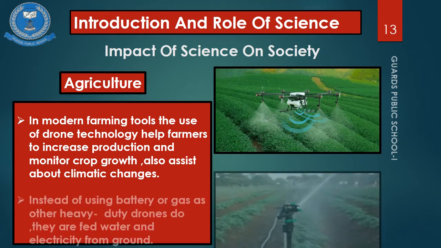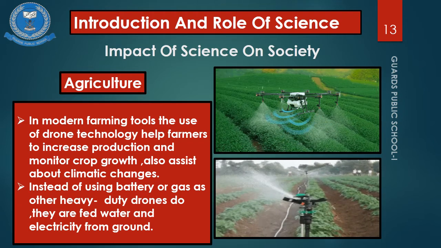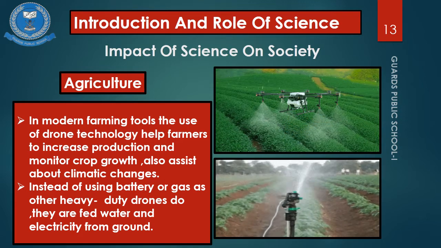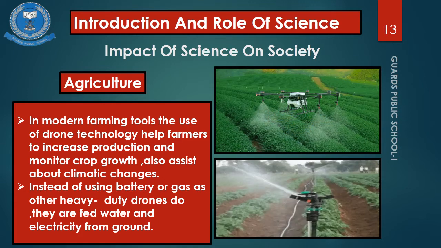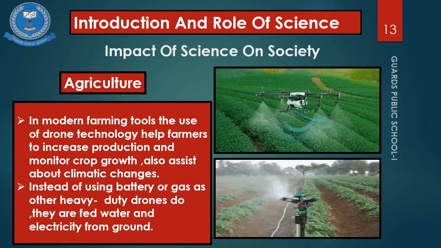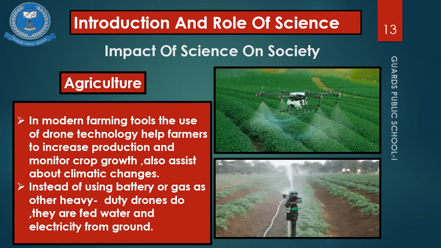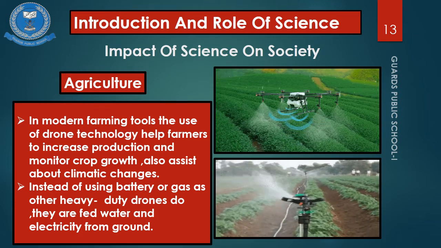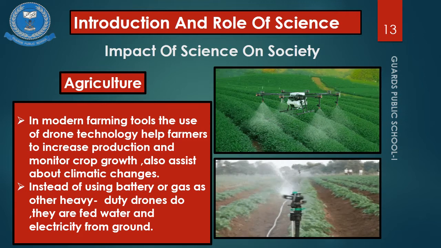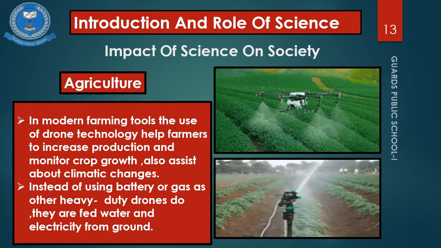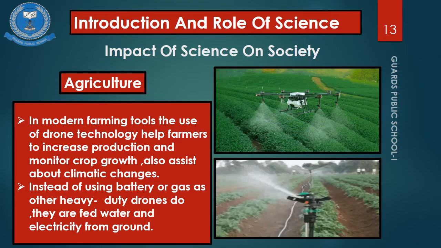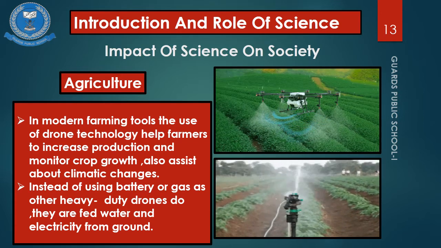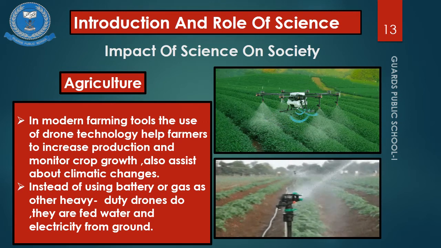Instead of using battery or gas, as other heavy drones do, they are fed water and electricity from the ground. They take less time. One of the main benefits of drones is their ability to scout farm fields both quickly and effectively, rather than having growers evaluate fields manually on foot or by tractor. This allows farmers to gain immediate knowledge about the state of their fields in a shorter period of time.